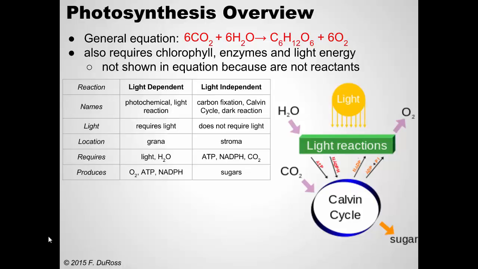The light-independent reactions do not require light. That's why they're light-independent. They happen in the stroma, the fluid around the thylakoids in the chloroplast. They require ATP, NADPH, and carbon dioxide. And the end product of the light-independent reactions is the actual sugar that's produced during photosynthesis.